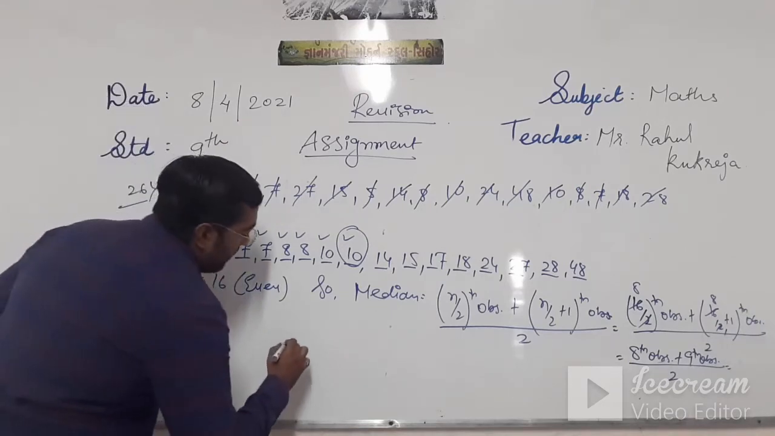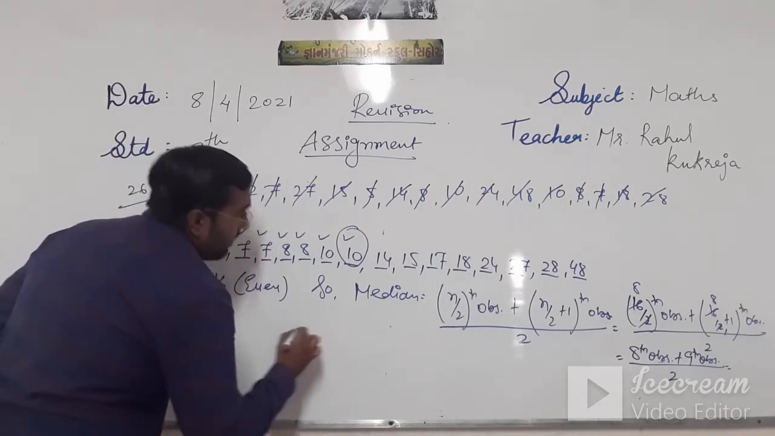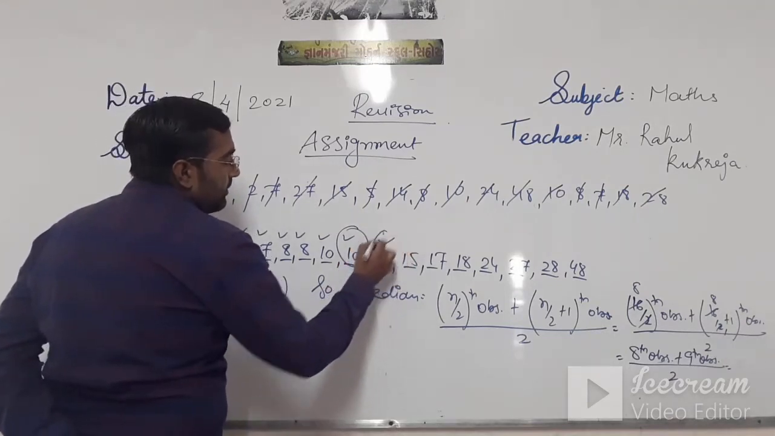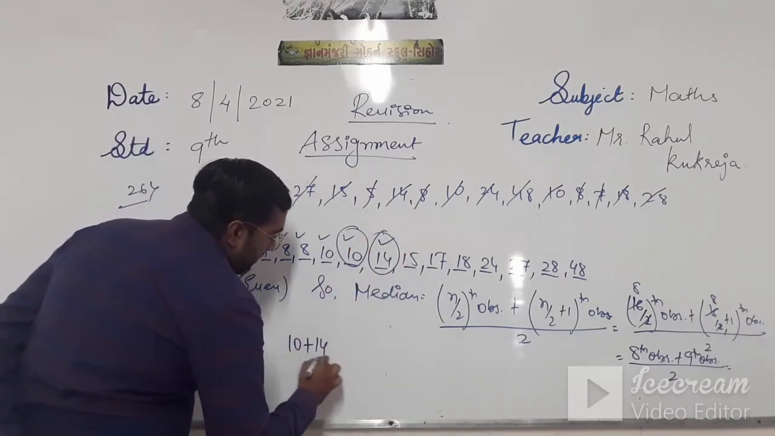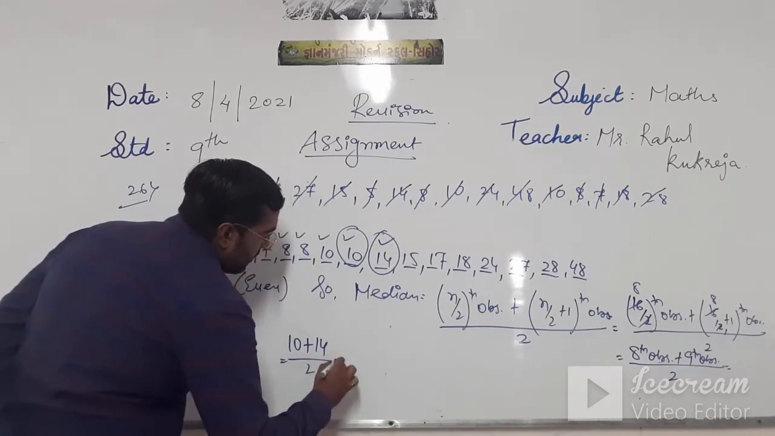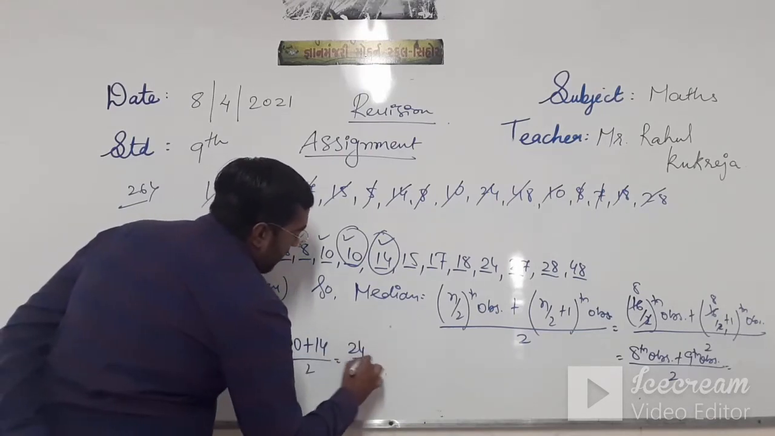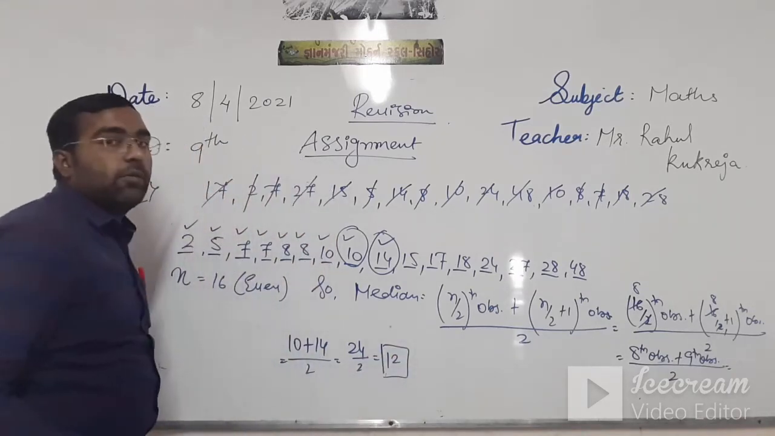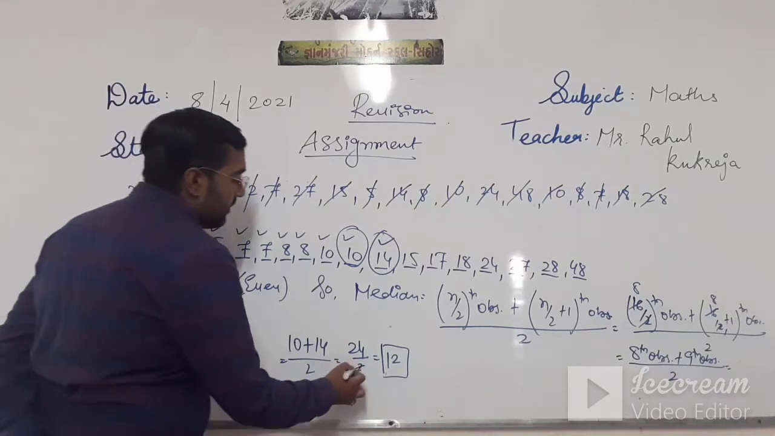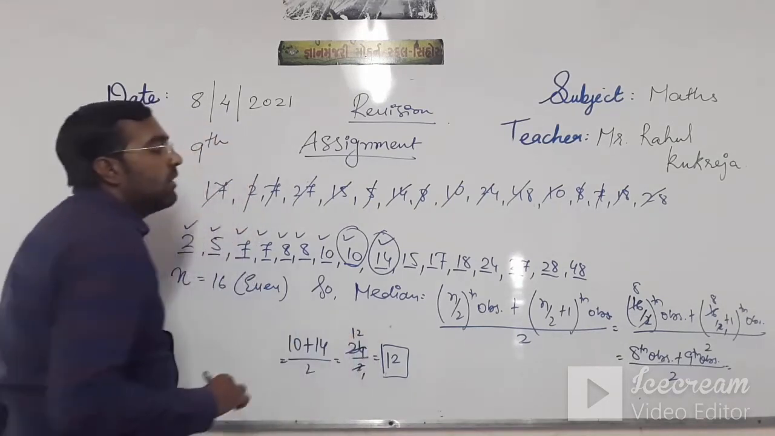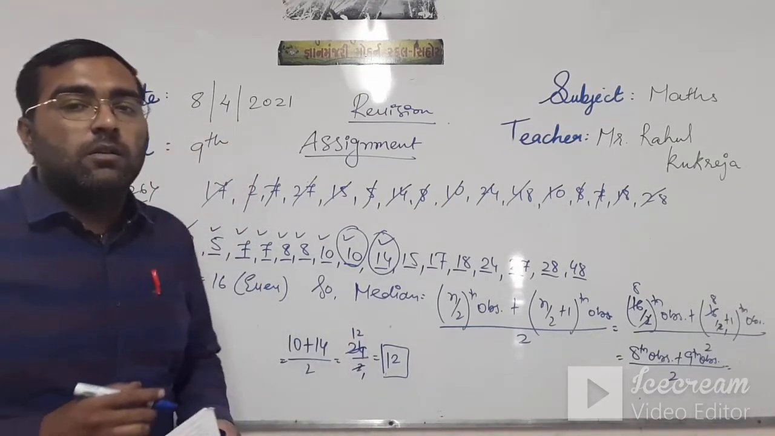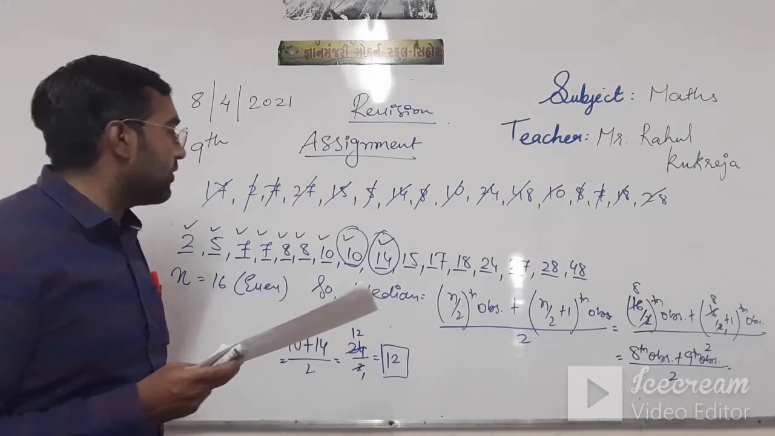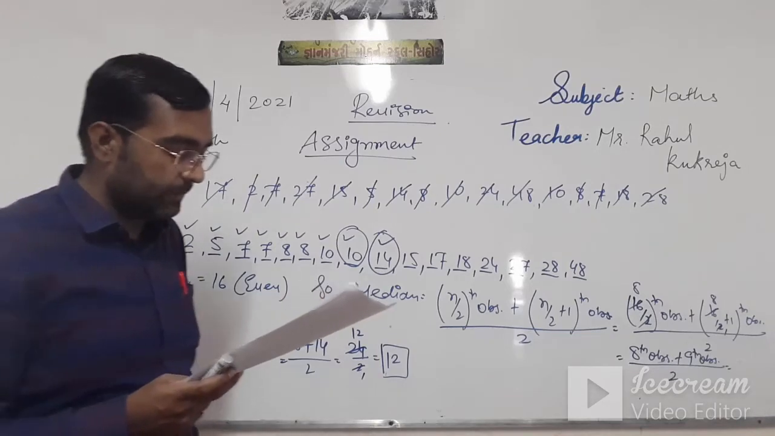Okay, the 8th observation is 10 plus the 9th observation, that is 14. So 10 plus 14 is divided by 2. So my answer is 24 by 2, that is 12. Okay, 24 by 2 is 12. Clear? So note down this one. Then we are moving on to question number 27.